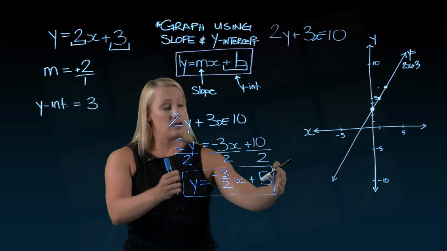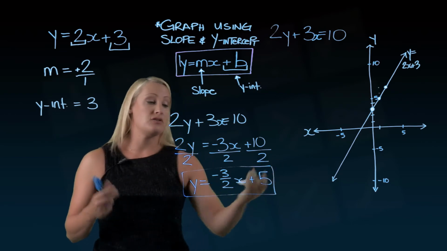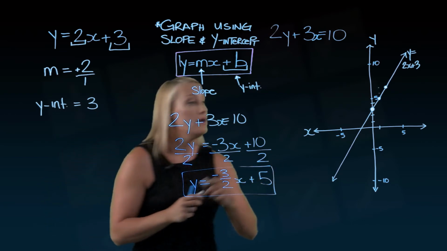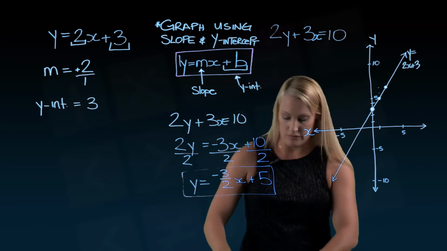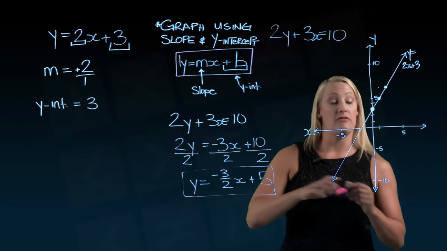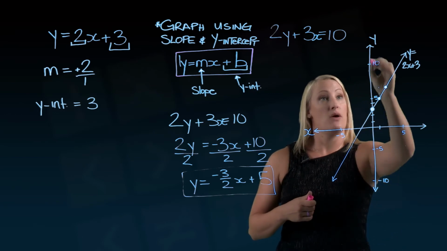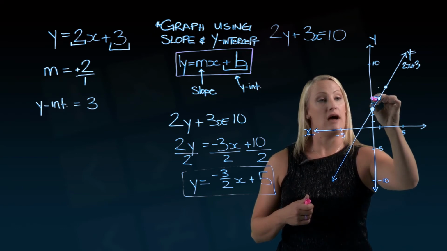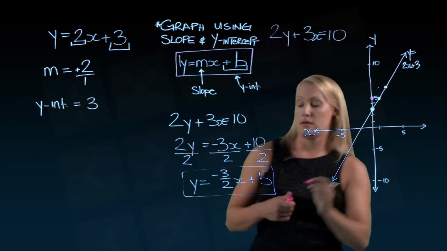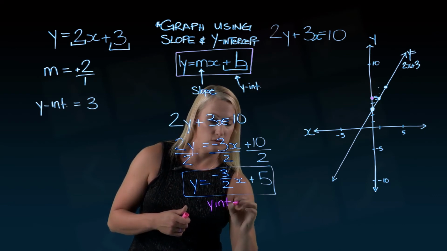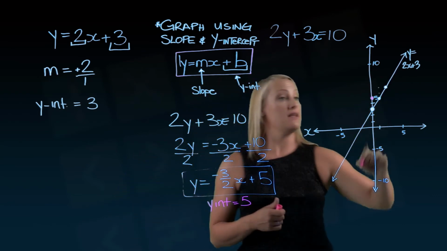So let's take a look at this. Our 5 is our y-intercept, just like 3 was over here. So that's our starting point. I'm going to go over to my graph. I'm going to grab a different color here. And I'm going to find the y-intercept of 5. So on my y-axis, 1, 2, 3, 4, 5. So let's write that here just in case. Y-intercept equals 5. And I've plotted that.